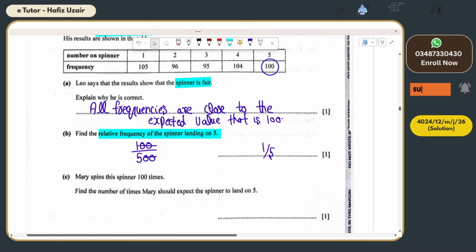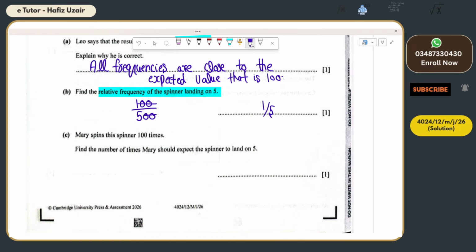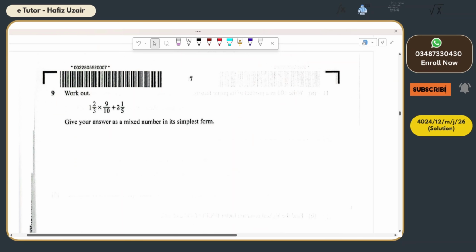All right. Now, Mary spins this spinner 100 times. Find the number of times Mary should expect the spinner to land on 5. So what is the probability, the relative frequency, of the spinner landing on 5? That is 1 by 5. So we'll just simply multiply 1 by 5 with 100. So this will produce 20. All right. So let's move to the next question. That is question number 9.